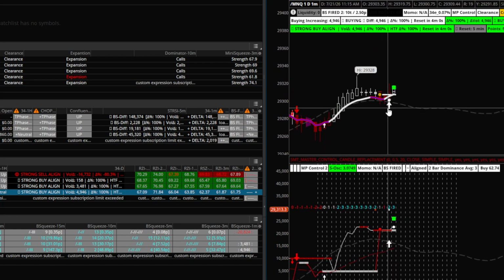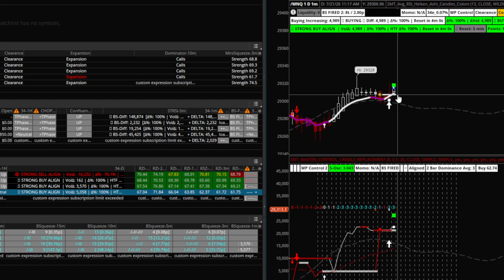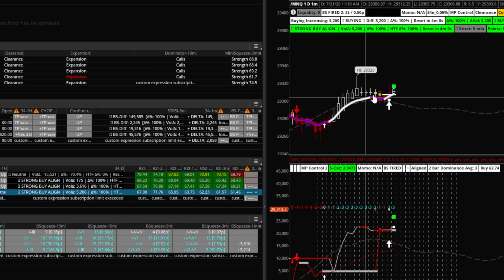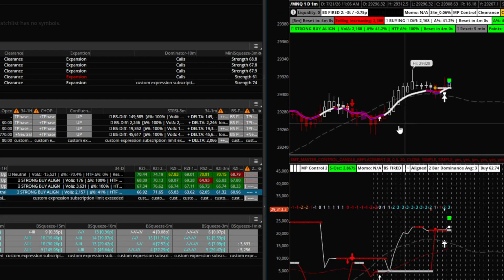Okay, we entered back into a big squeeze right here. Boom. See the line there? See how it's white? So this is a combined big squeeze. So I took all the big squeezes and I combined them. And so this is not an EMA. This is not an EMA.